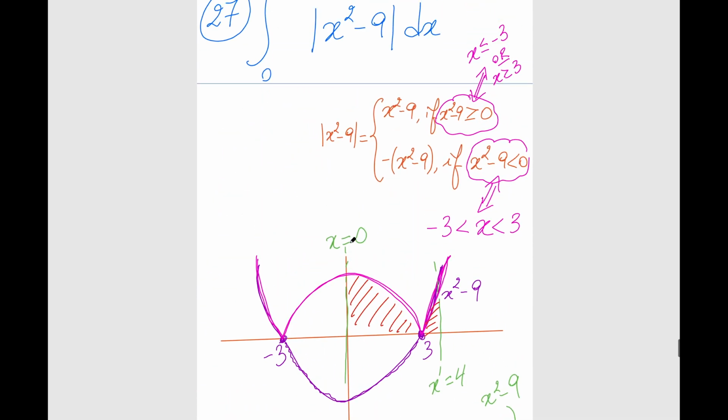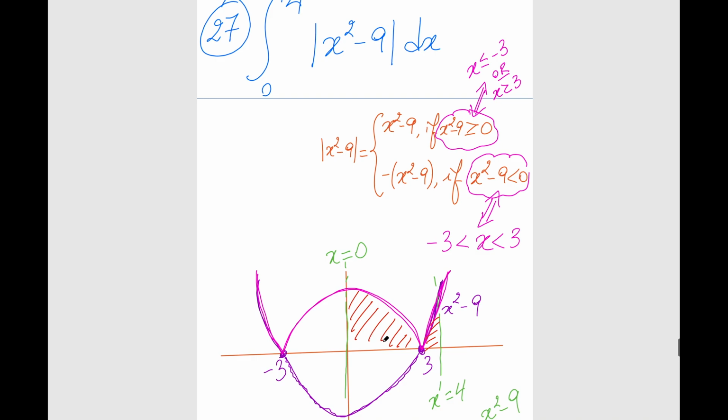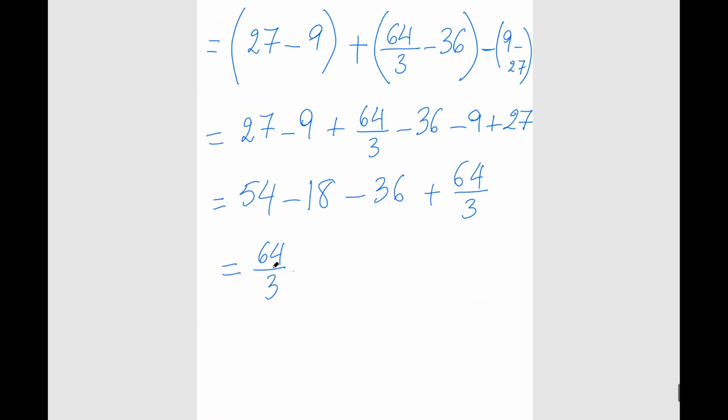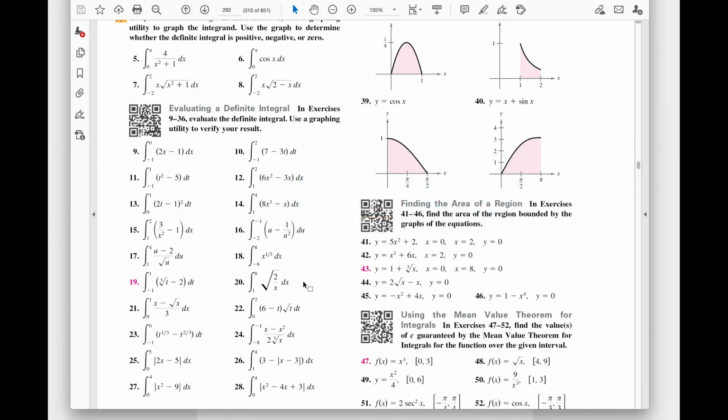All right, so our work here showed that this area that you see, this shaded portion, is actually 64 over 3, right? So it's 64 over 3. It's certainly positive. The net area is positive because the function is above the x-axis. So that looks good. All right, let's keep going.